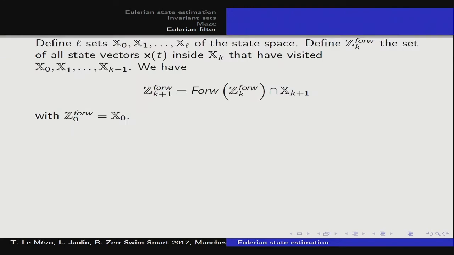I have sets x0, x1, and so on, and I have to visit all these sets. So I will define some kind of filter without taking time directly into account, only the order, and I propose the following formula. If I define Z forward as the set of all states that are inside the visit set xk and that have visited all previous sets before, then I can compute the following one, saying that it belongs to the forward of the previous set, but also the intersection is xk plus 1. It is a recursive formula which makes it possible to compute what I call an Eulerian filter.